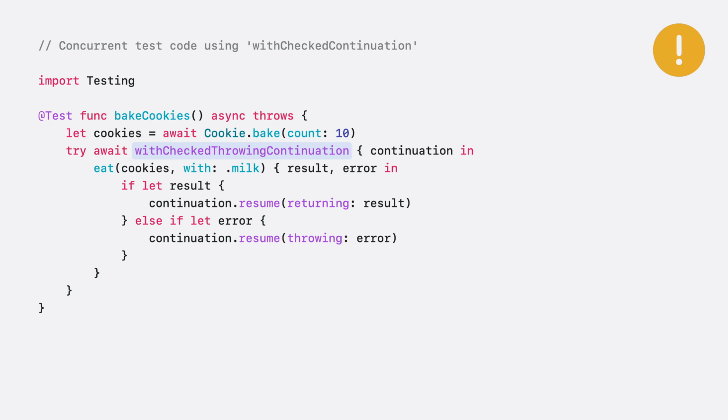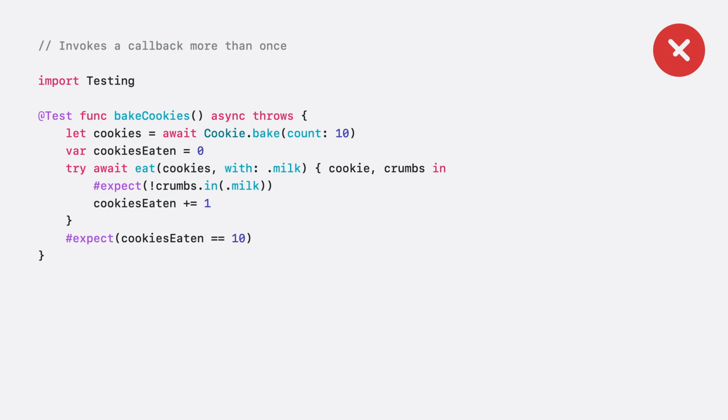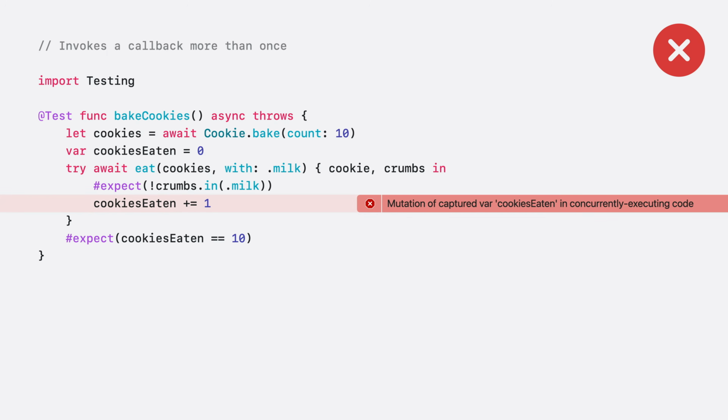If the code you're testing uses a completion handler and an async overload is not available, you can instead use withCheckedContinuation or withCheckedThrowingContinuation to convert it to an expression that can be awaited. For more information about continuations in Swift, watch Meet Async Await in Swift. Another kind of callback is an event handler that may fire more than once. This version of the eat function calls its callback once for each cookie instead of at the end of the whole meal. However, trying to count the number of cookies eaten with a variable will result in a concurrency error in Swift 6 because it's unsafe to set a variable this way.